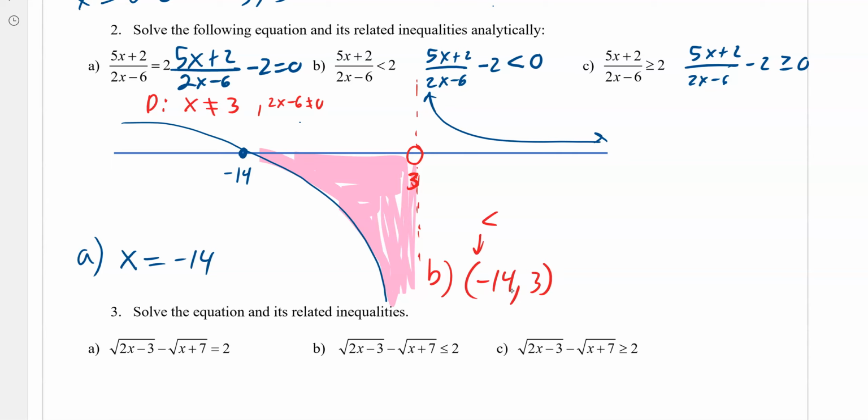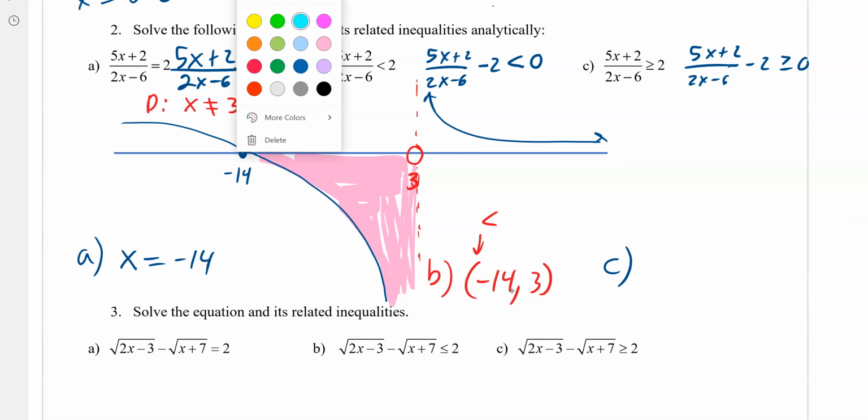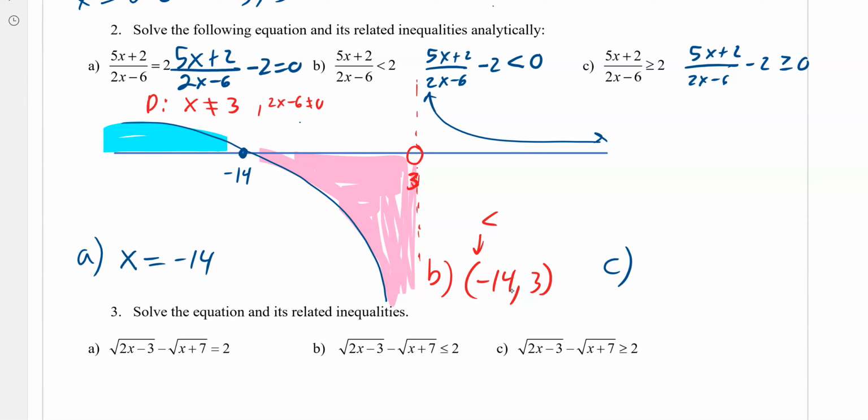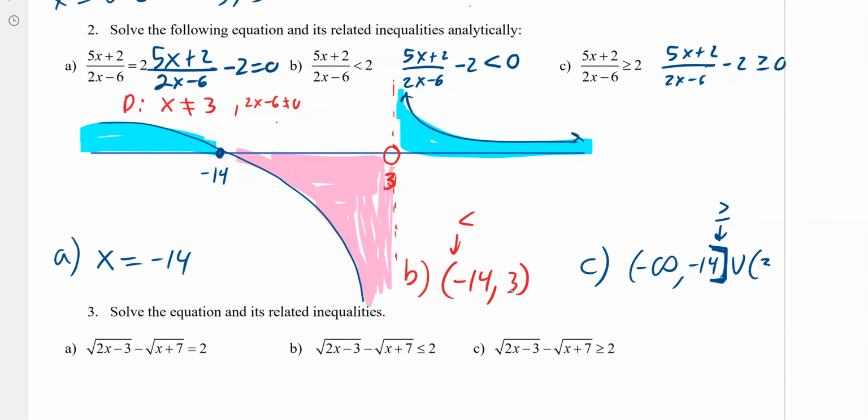All right, and then now on to C. C is our greater than. So that's this region. This region is above. And this region is above. And so our greater than is from -infinity to -14, but it is equal to it, so we put a bracket. We have greater than or equal to, so that's a bracket. Union. And then the last part is from 3 to infinity. And like I said, this is undefined. So undefineds will always be parentheses when you graph them.